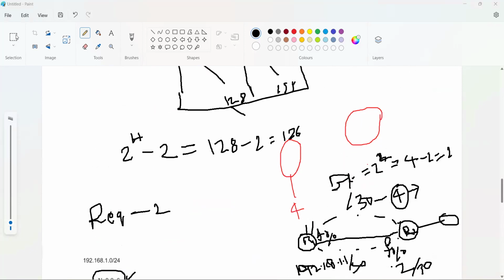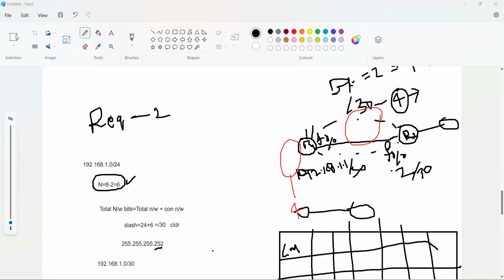For this subnetting, if you know this concept, it will be helpful in your real time, whatever you are doing. How you will assign the subnets, how you will get the subnets, everything you will get with the help of this subnetting or supernetting, everything.